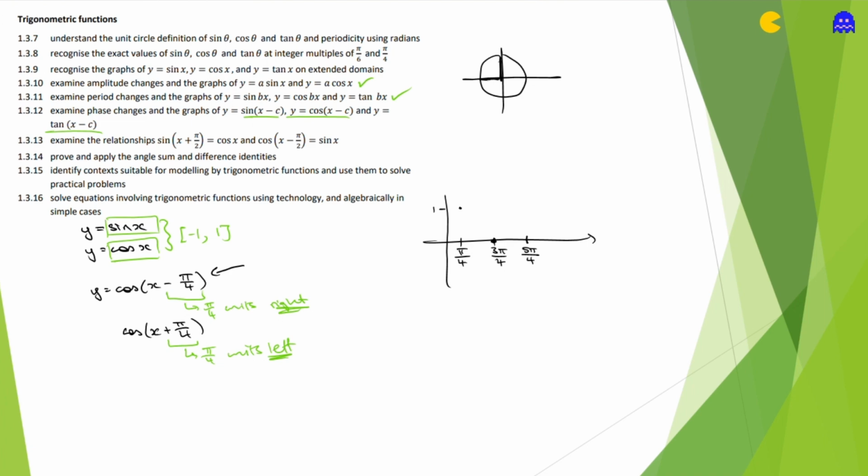And our point, so this is at -1, our point 3 pi on 2 is now at 3 pi on 2 plus pi on 4, which is here 7 pi on 4. And finally, our point 2 pi, which is now translated over to 2 pi plus pi on 4, which is 9 pi on 4.